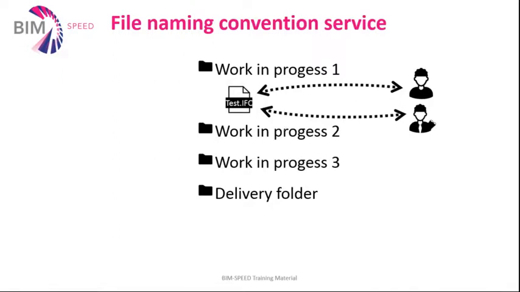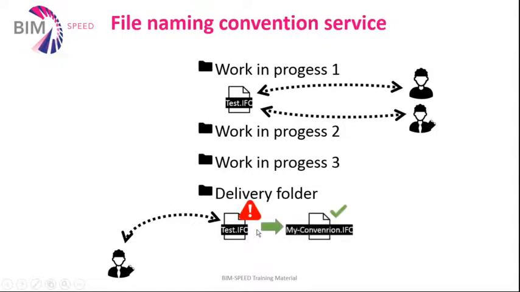But sometimes, in the delivery phase, you need to deliver files with a certain naming convention, meaning that if you want to drop a file into this delivery folder, it could be useful to have an agent which checks the name of a file and lets you know that the file is badly named and helps you to rename the file if required. This is the purpose of a file naming convention service in the context of the BIM-SPEED platform.